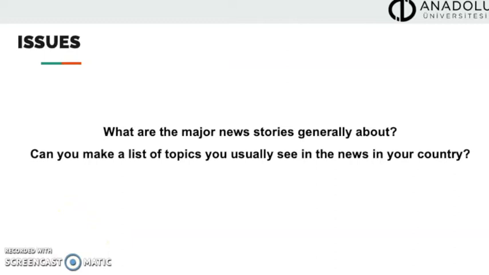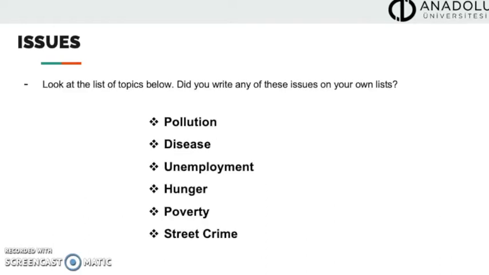Before we move on to the words, I want you to think about these two questions. What are the major news stories generally about? Can you make a list of topics you usually see in the news in your country? Now you may pause your video for a while and make your own list. Look at the list of topics below. Did you write any of these issues on your own lists? Pollution, disease, unemployment, hunger, poverty, and street crime. How many do we have in common?